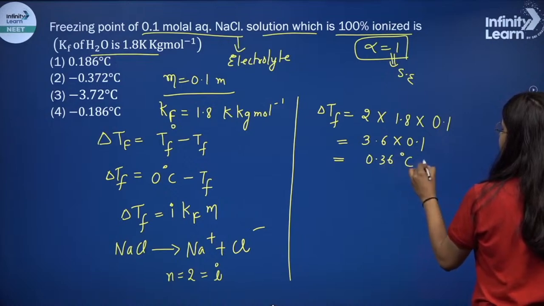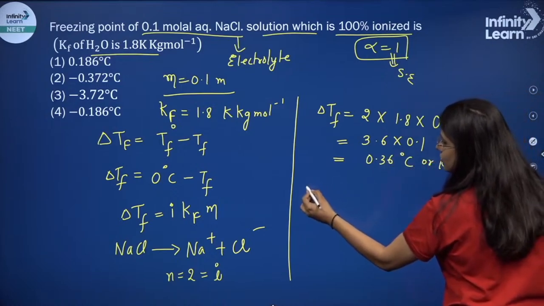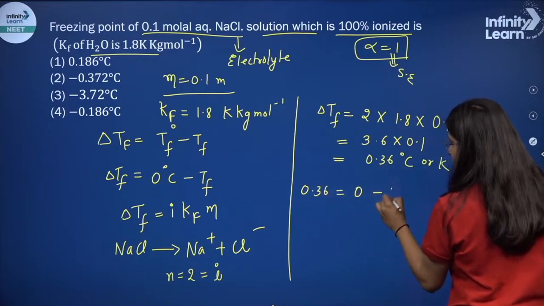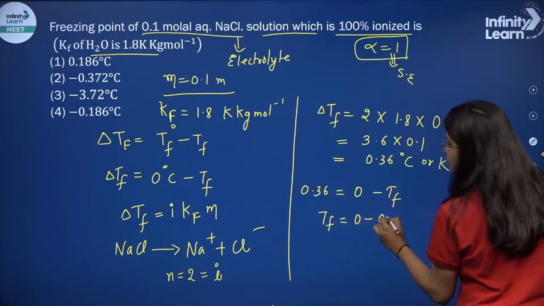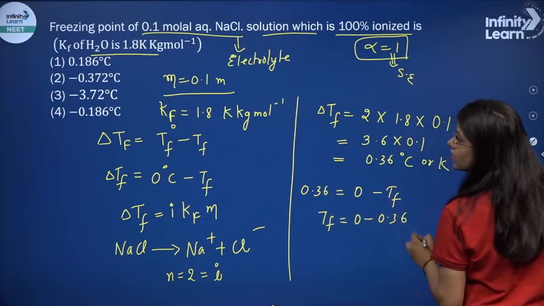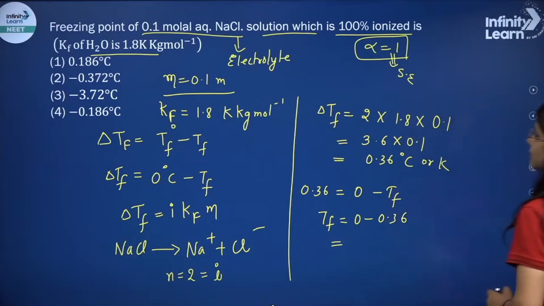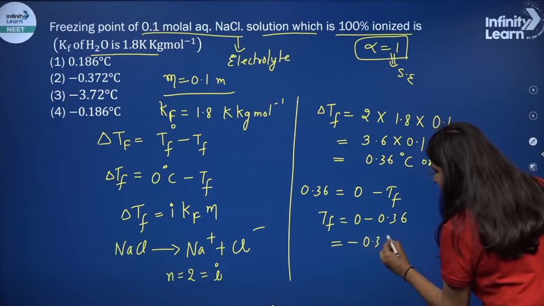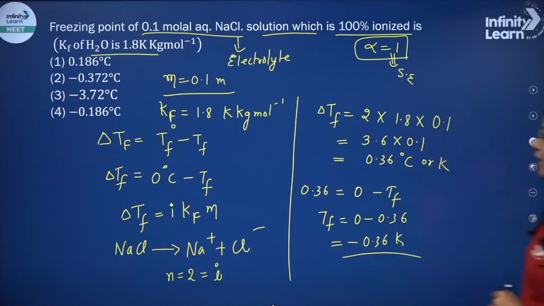Degree Celsius or Kelvin same होगा. So this will be 0.36. So 0.36 is equal to 0 minus Tf. So Tf will be what? 0 minus 0.36. So it will be again... Please check एक बार, कुछ गलती तो नहीं किया मैंने. 0.1 हो जाएगा. So it will be minus 0.36 Kelvin or degree Celsius. ठीक है, please check कर लो एक बार.